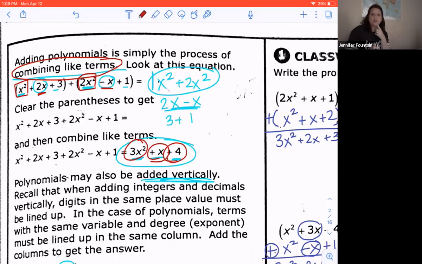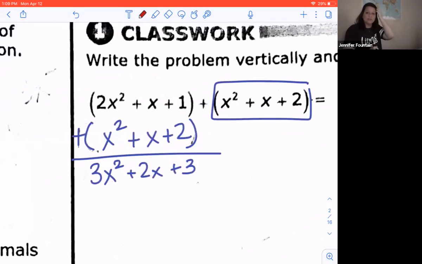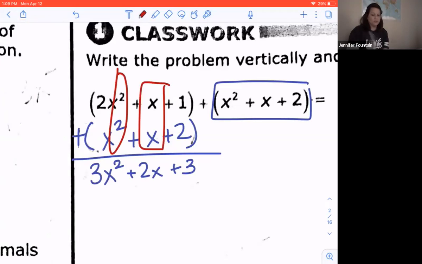It's the same thing here, where I want to make sure that when I line up my polynomials, I have my variables with the same exponents lined up in one column. So we can see that I've got all my x squareds here, I've got my x's here, and then I have just my numbers lined up here. So I want to make sure to line them up, and that way it's much easier to see how to add them together.